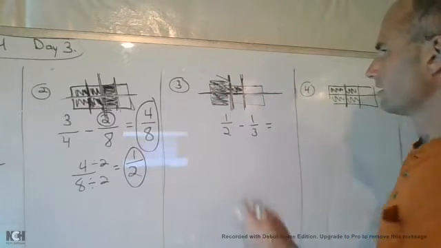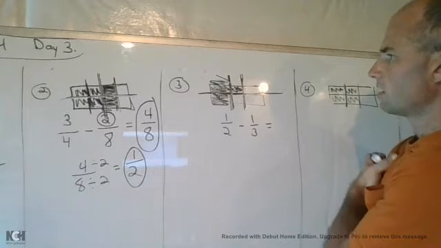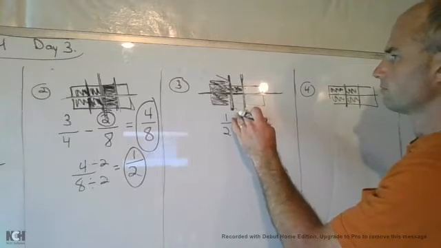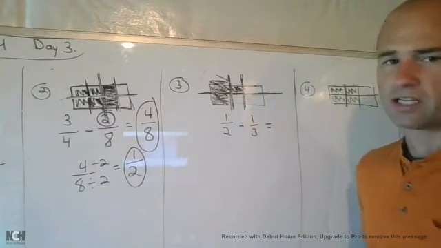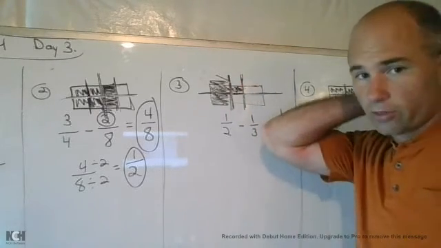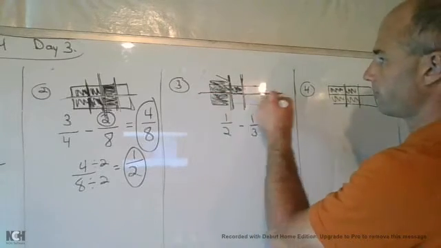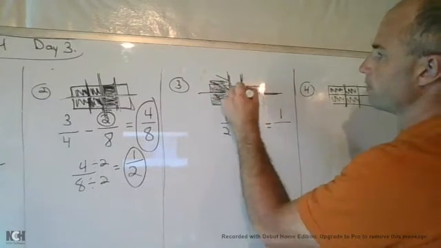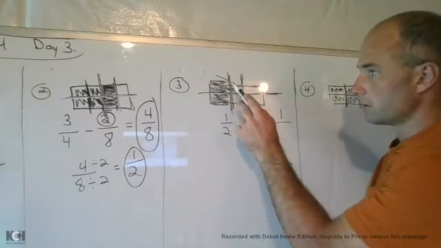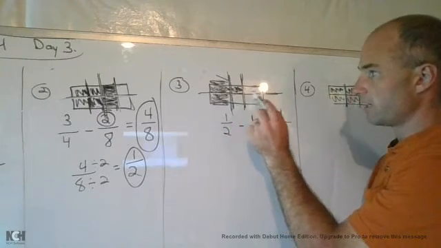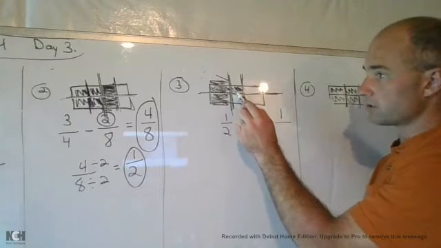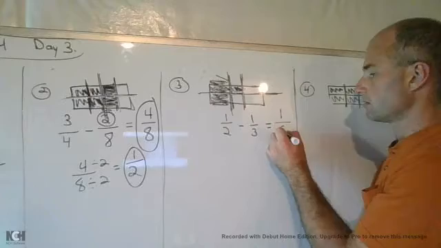But wait a second. I don't have thirds anymore. I don't even have 1/3 shaded in. I have one piece out of what? How many pieces were there after I had a half and cut them into thirds? How many pieces do you see here? Look close. 1, 2, 3, 4, 5, 6. So 1 still left out of 6 pieces.